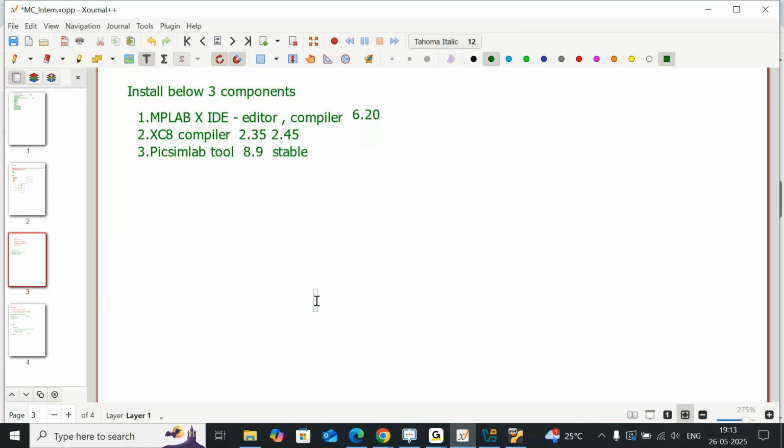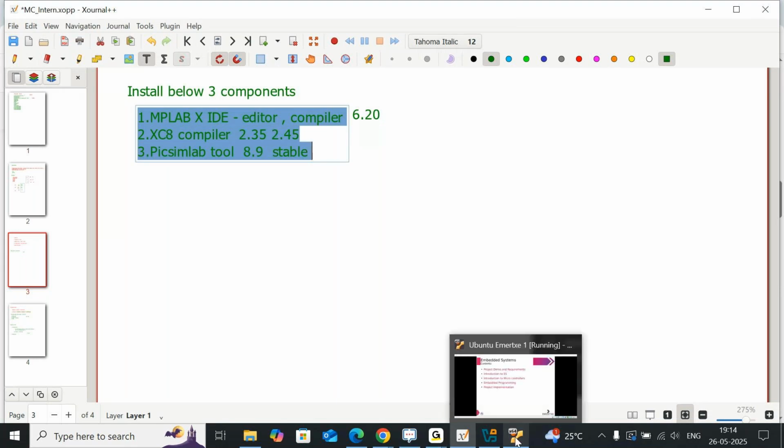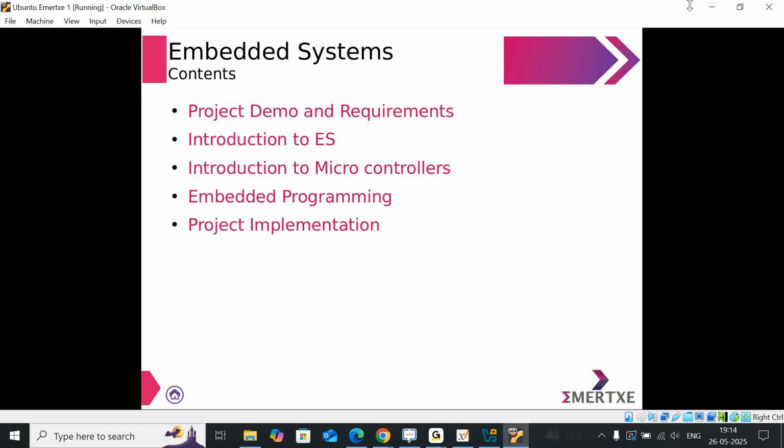So I've shared the screen. I hope the screen is visible. Okay, so I can start with the session now. For all other queries, you post your queries in the discussion forum. We will be replying to that. So now let me start. Just make a note, these are the to-do list for today. This you have to do. So let me start with the class.